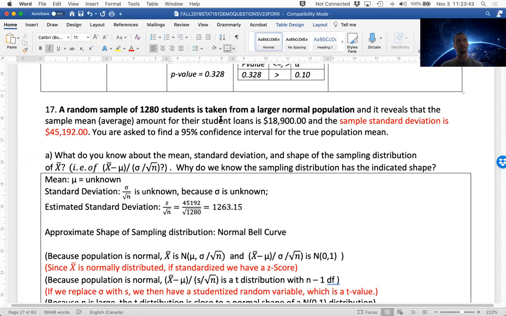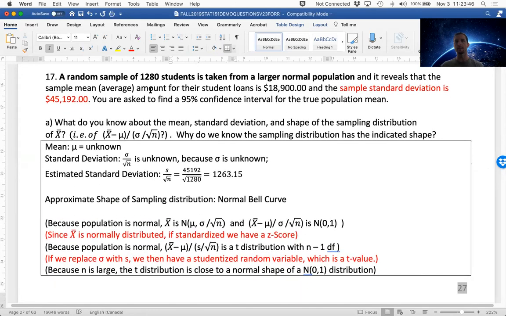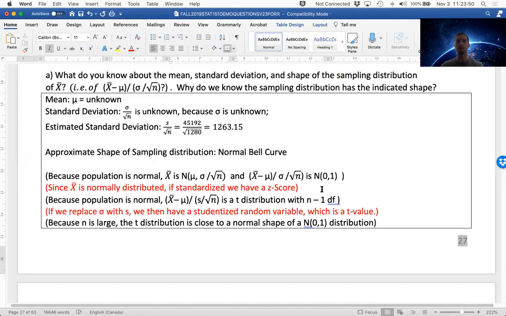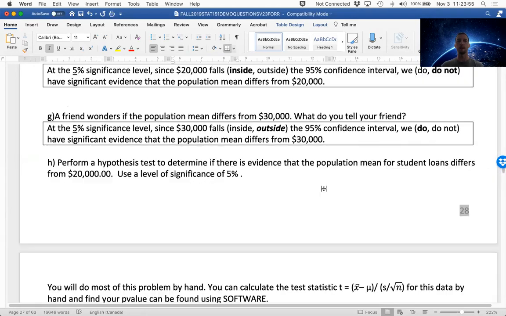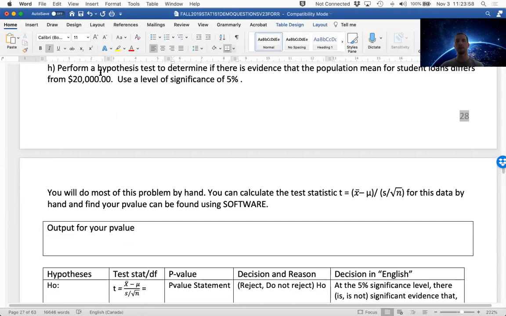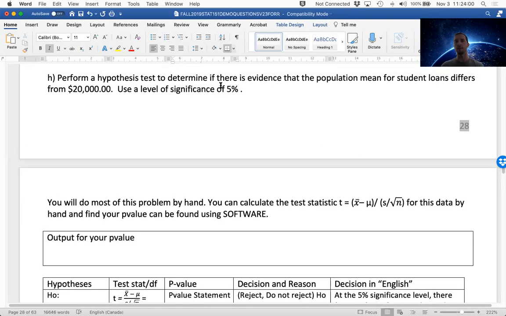Question 17, the same idea here, except that now we have sample standard deviation rather than population standard deviation. So if we work through 17 and go down to part H, we have: perform a hypothesis test to determine if there is evidence that the population mean for student loans differs from 20,000. So in 17H, we're doing the same thing that we had just done in 16H, except that we no longer have sigma.